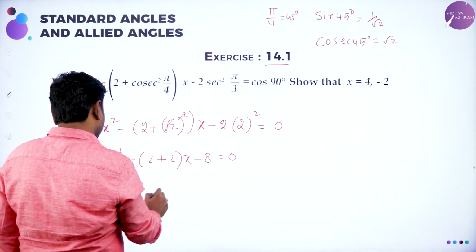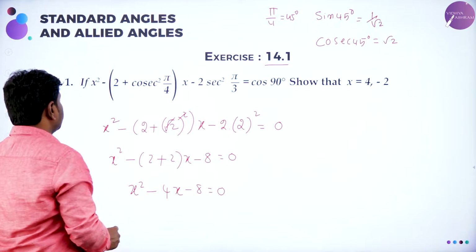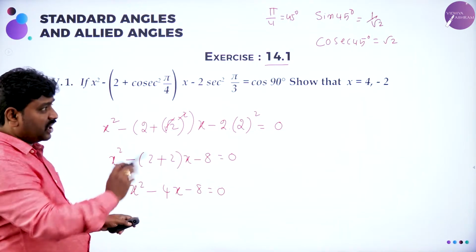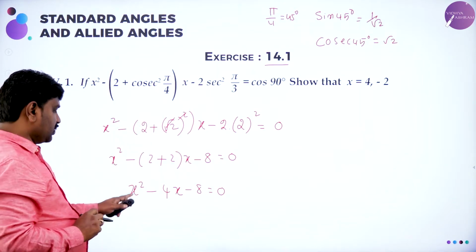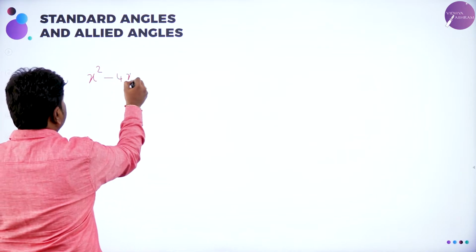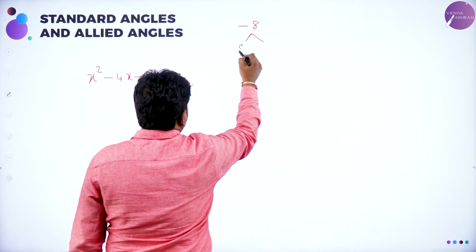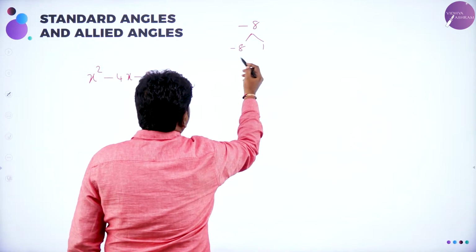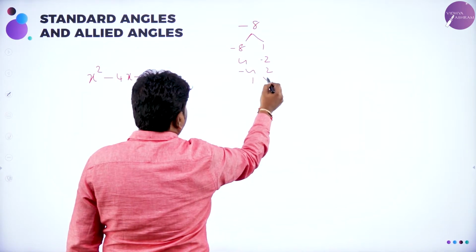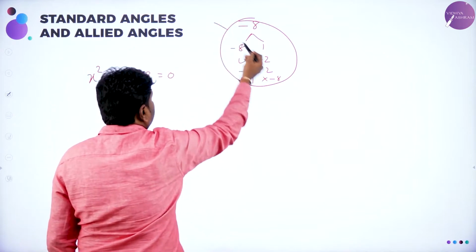Now x square minus 4x minus 8 is equal to 0. Dear students, since we don't have any quotient here, if you factorize this, we will not get those roots. We cannot factorize this easily. For minus 8, one factor is 1 and minus 8, and the other factors are 4 and 2, or minus 4 and 2. These are the factors, but no factor can give you the middle term. So therefore we cannot factorize.